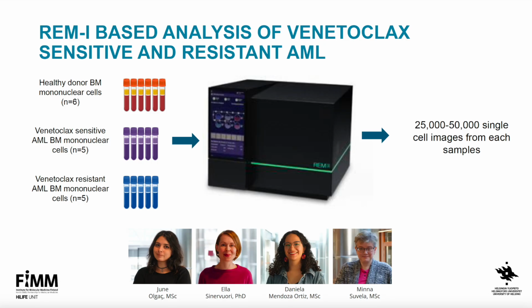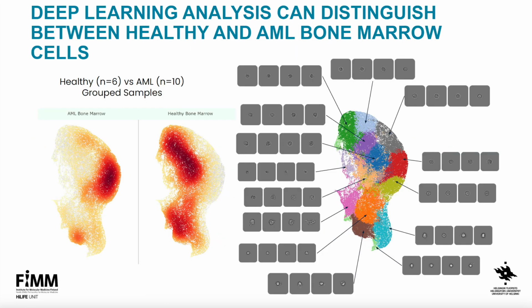If we look at the analysis of all of the samples together, so all 6 healthy samples and all 10 AML samples, we could see a very nice distinction between the healthy samples and the AML samples. These density heat map UMAPs show us that with the healthy bone marrow samples, you get a spread across the UMAP, but with the AML samples, it's much more concentrated.